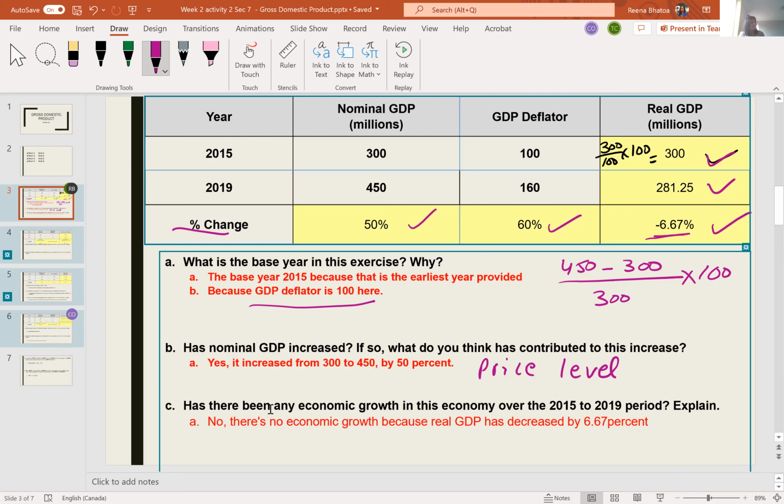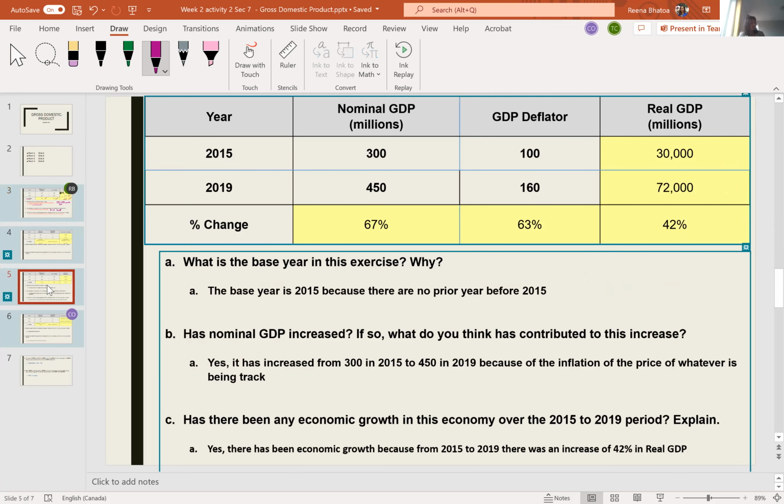All right, perfect. So just now, slide 3 is exactly similar to slide 5. So whoever were working with slide 5, I would suggest you make the corrections in here. This is 300. This is 281.25 real GDP. Okay. And this is 50%. This is clearly 60%.